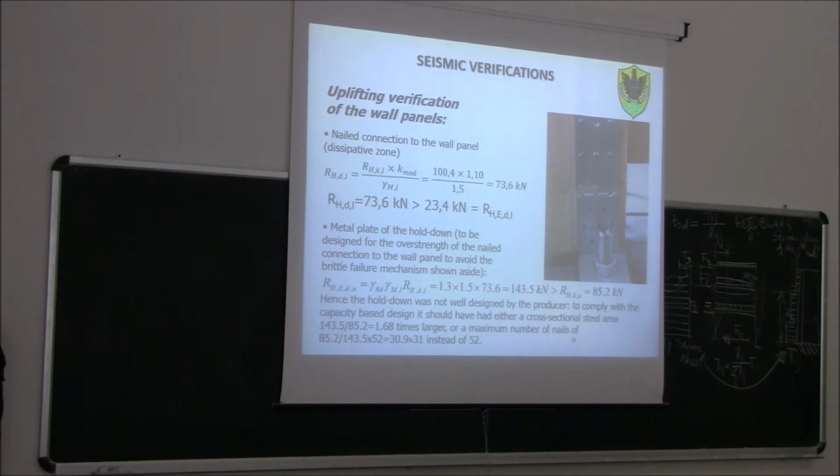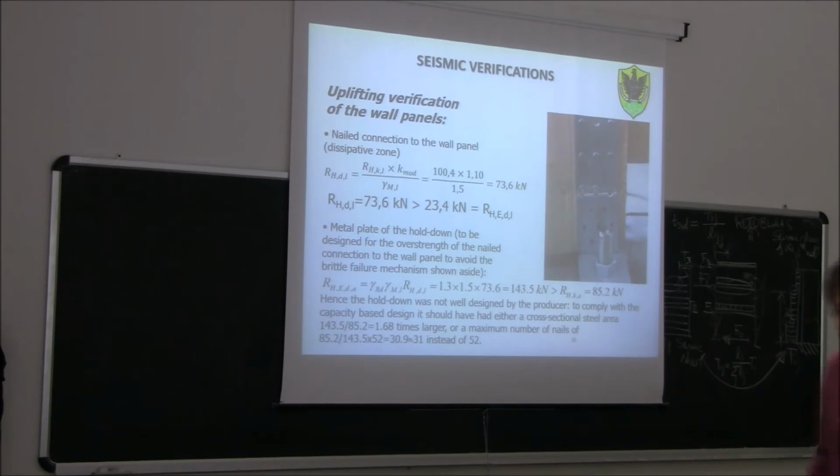This is one option. The other option, if I keep the thickness constant, I should reduce the number of nails. How many nails less do I need to use? If now I have 52 nails, I need to multiply 52 by 85.5 divided by 143. So basically, I need to divide 52 by 1.68. Instead of 52 nails, I should just use, let's say, 30 nails, 31 nails.